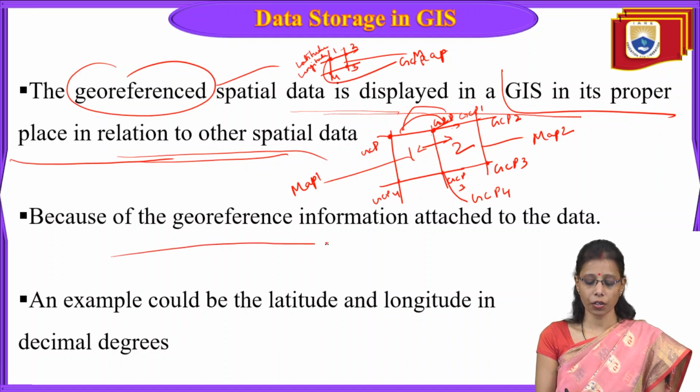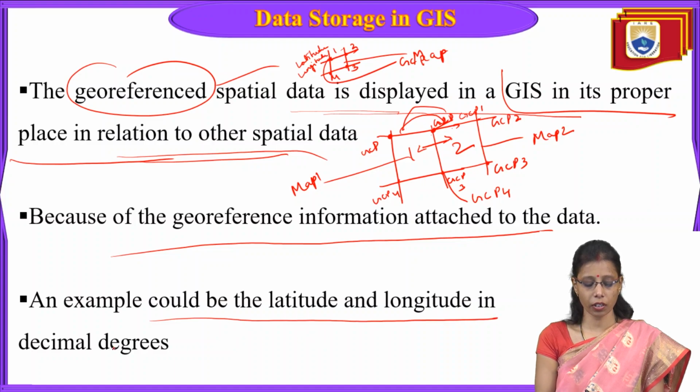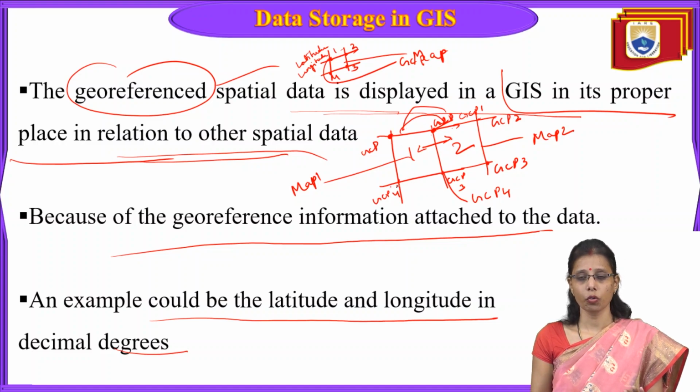So because of the georeference information attached to the data, an example could be the latitude and longitude in decimal degrees. As I just said, latitude and longitude we have to assign to each point of this map. Once we have assigned the latitude and the longitude, the map becomes georeferenced. Once the data becomes georeferenced, that means the data is already fixed to its location.